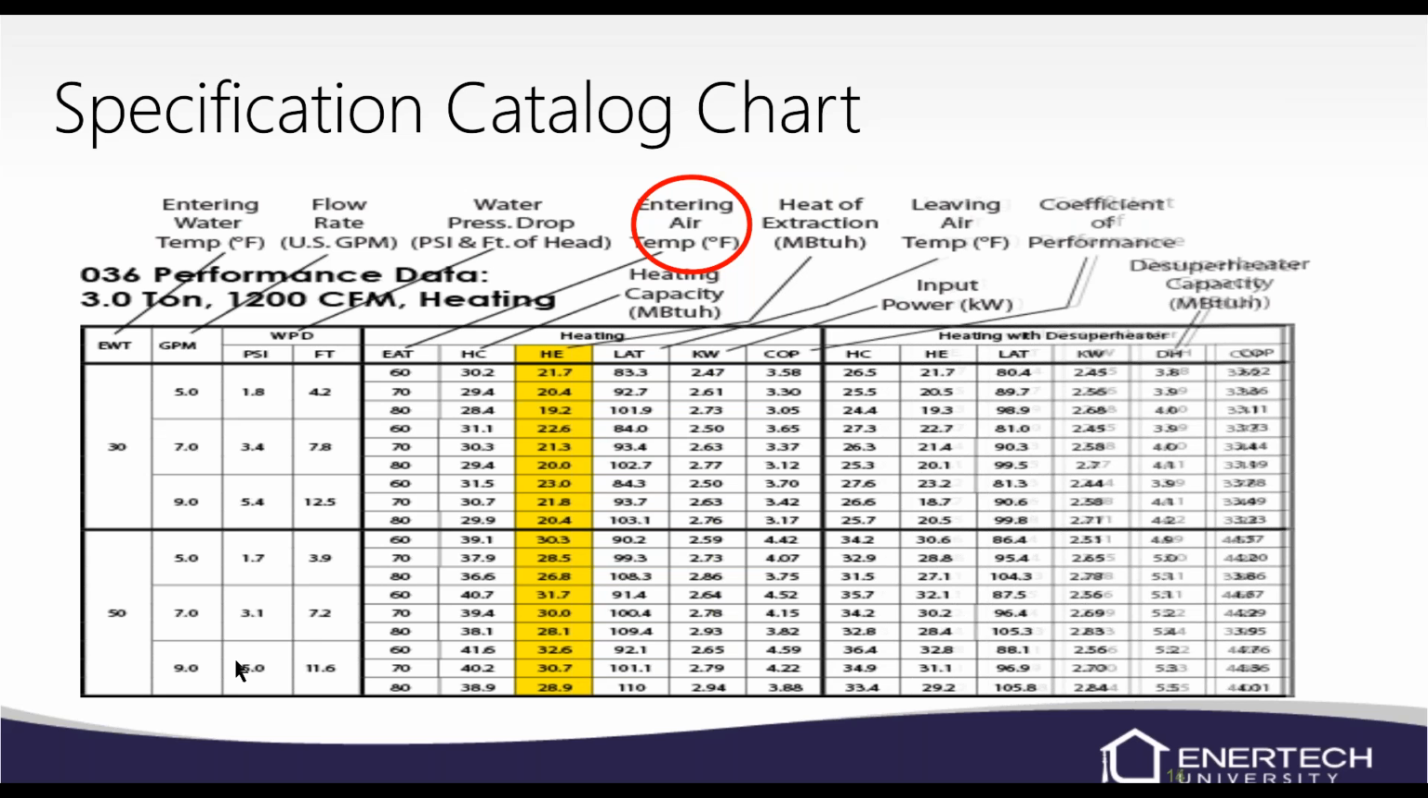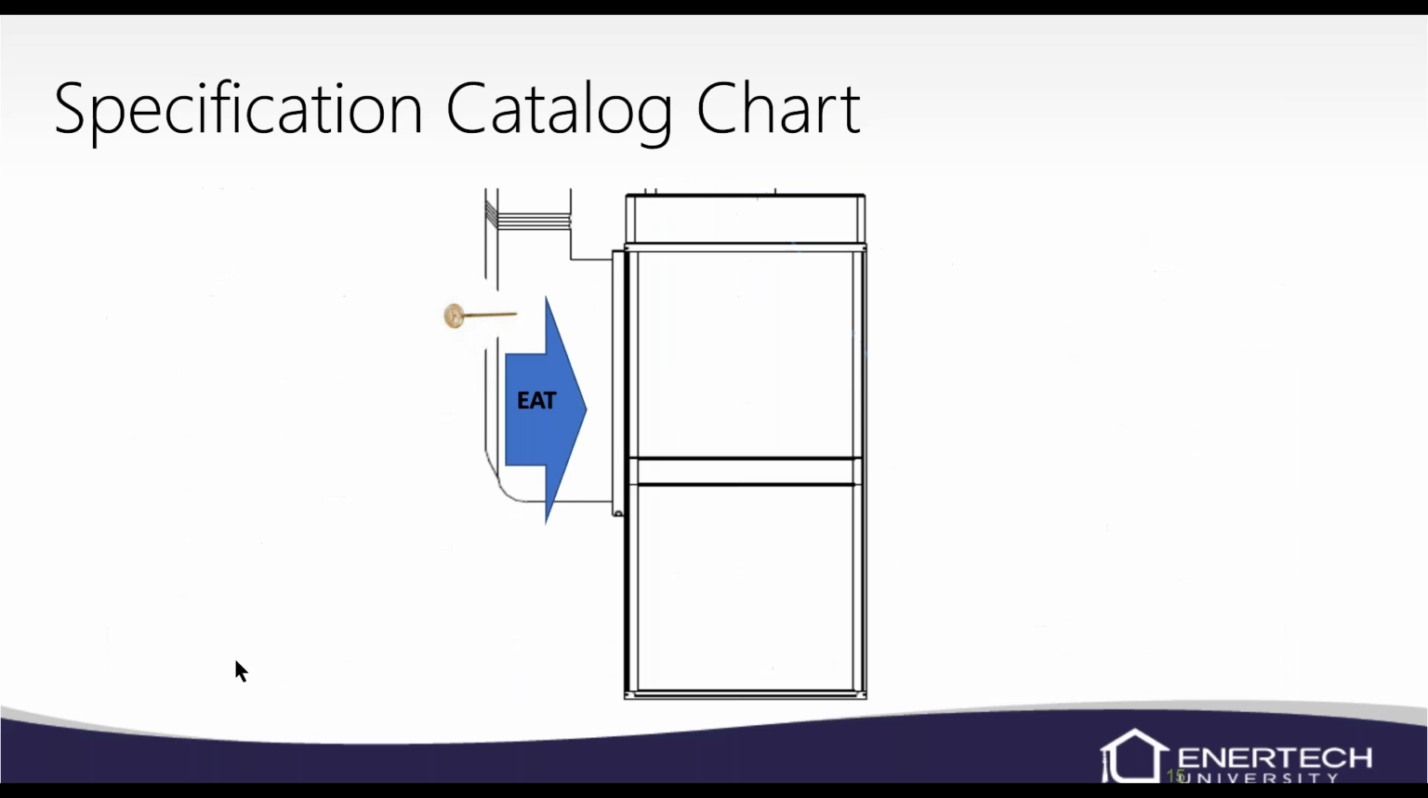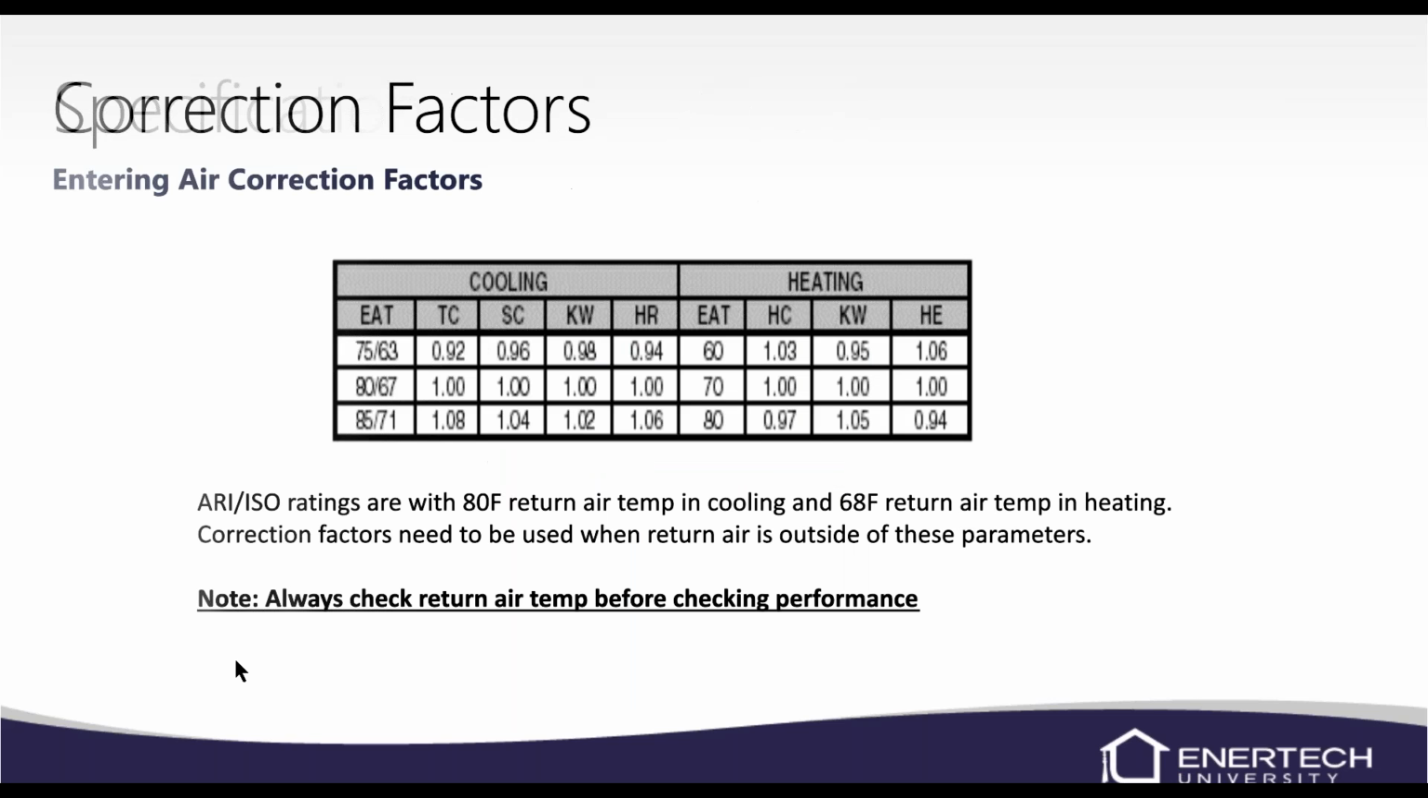EAT, that's the entering air temperature on your return air. Normally I think it's 80-degree return in cooling and 68-degree in heating. So if you have 65-degree air, here is another correction chart, another one that I haven't used very often. But if you're outside of your return ranges, you can use this correction factor. Again, I don't use it very often, and I doubt that you will as well.